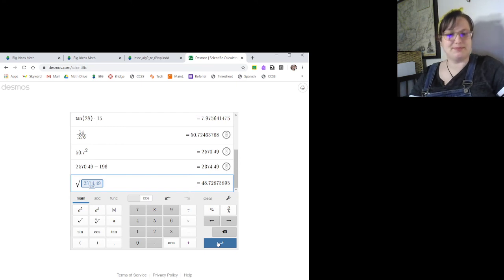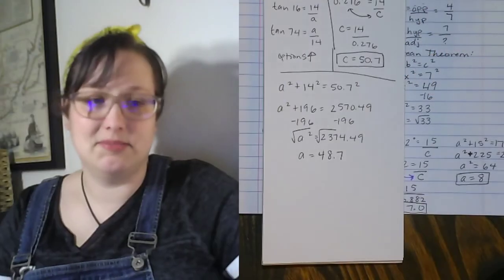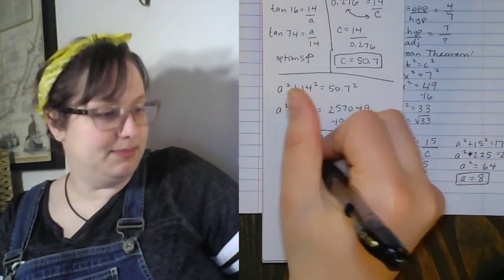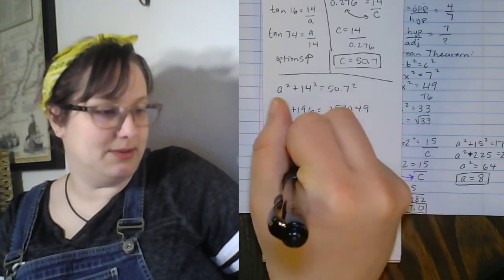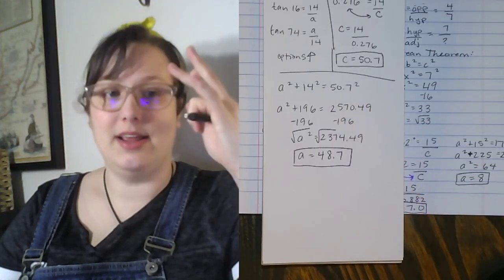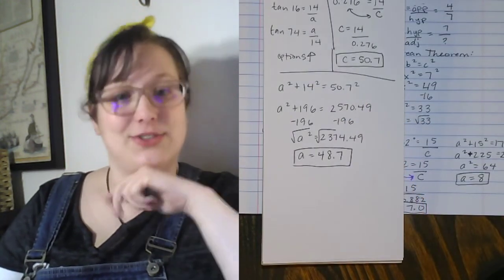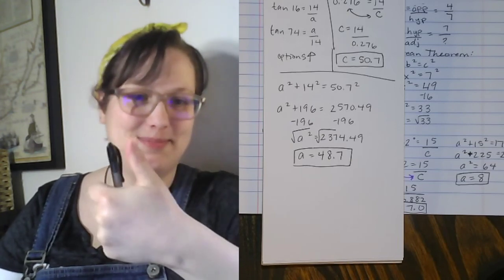Is that what you got when you did the other way? We'll see. So those are my two sides that I was looking for. So now I have the 3 angles and the 3 sides. I've solved the triangle. Good job. I'm proud of you.